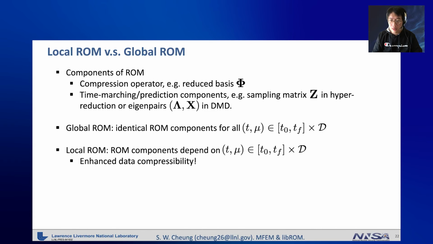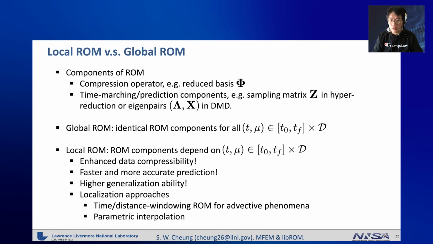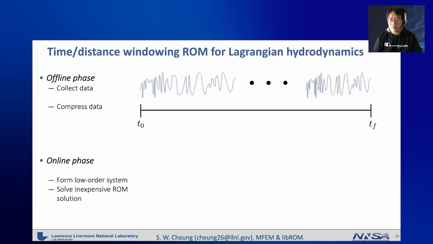In this way, the snapshots are classified, which yields a better chance of efficient compression in the snapshot matrix, which in turn means faster and more accurate prediction in the solution. And this will allow us to tailor the reduced order model to be used for unseen parameters and produce higher generalization ability. But all these advantages are based on the assumption that we use the correct local reduced order model among all those retrained for prediction. So we will discuss two possible ways.